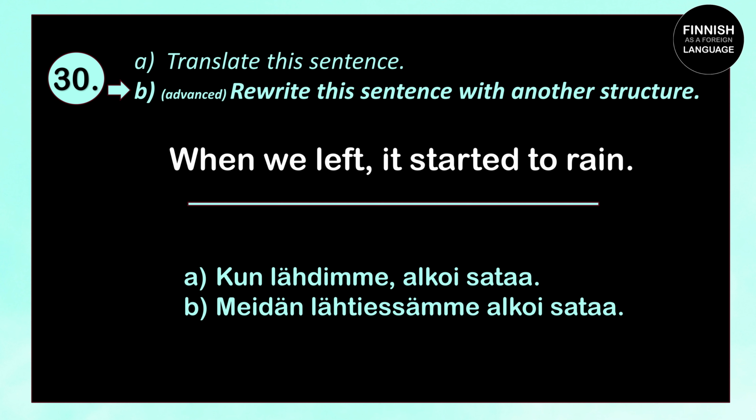Then we have lähtiessämme, which is a combination of lähti. Why is it actually lähti and not lähte? Well, when the stem ends in the letter E, then we have to put the letter I before the E, which is why we end up with lähti and not lähte. Then we add the inessive marker ssa to it, plus the possessive suffix mme. More about this structure in a separate video then.